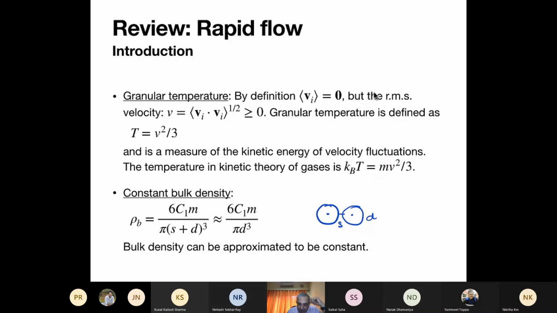We also said that in most of these cases, we can take the bulk density to be nearly constant because the spacing is small. But that doesn't mean the spacing is unimportant. This is one important parameter, S, and it will come in all our equations. It is actually a measure of how close the particles are, and we'll see that a lot of the properties depend on S.